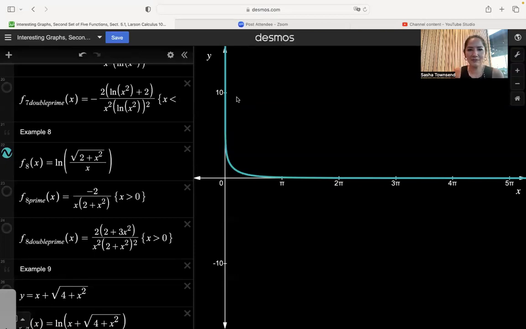So this is our original function. It has a vertical asymptote at x equals 0, and it actually goes to positive infinity rather than negative infinity. The function was supposed to be decreasing because f prime is always negative, and the y values on the graph of the derivative are always negative, so that's consistent with what we see.